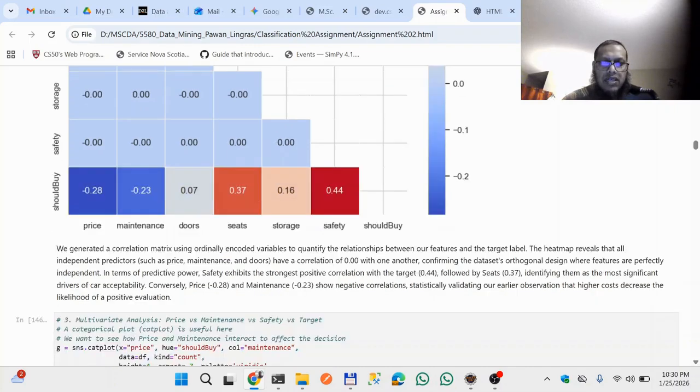We have found here the safety feature is positively highest correlated with should buy, followed by the seats feature. So these are the two significant factors for car acceptability. On the other hand, the price and maintenance are inversely correlated with the should buy feature.